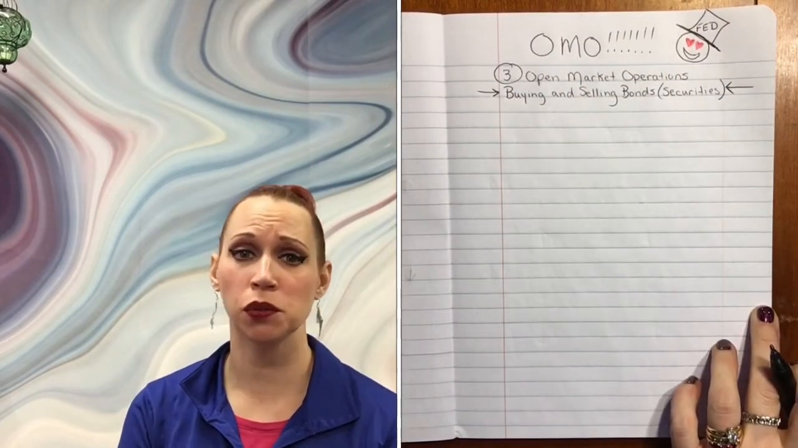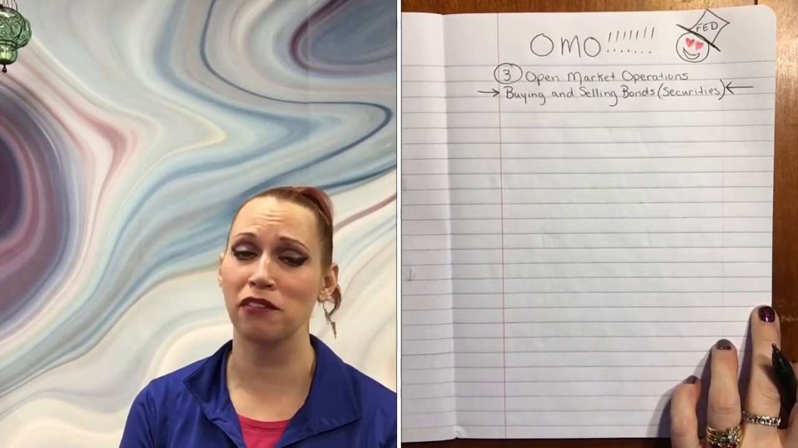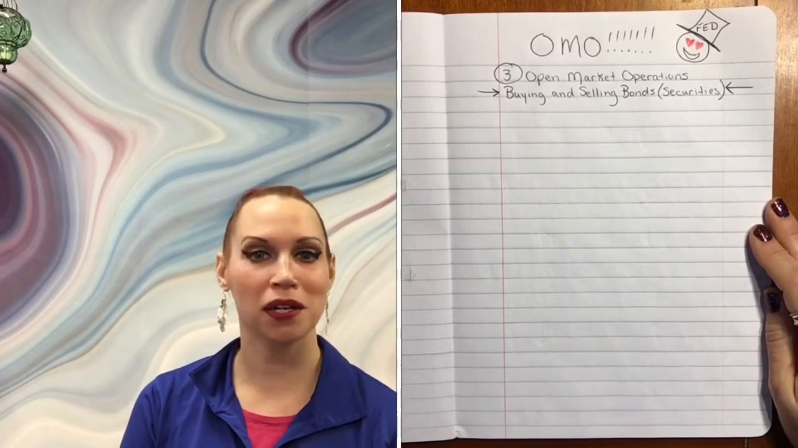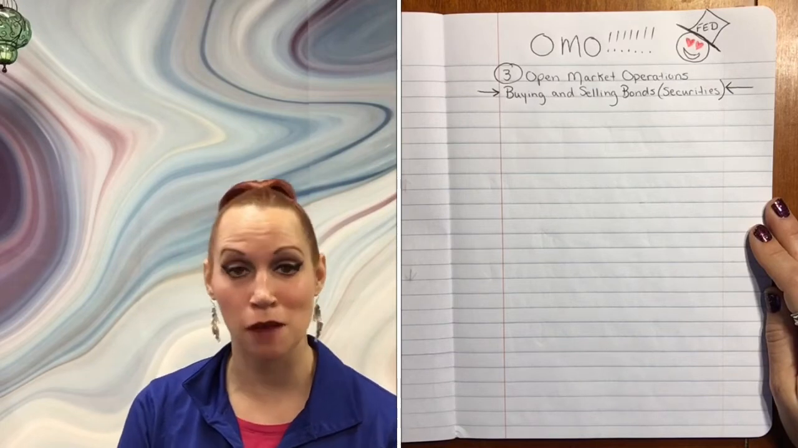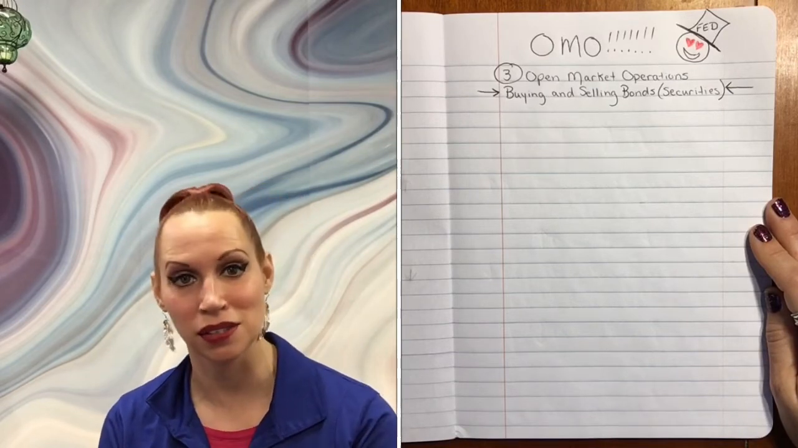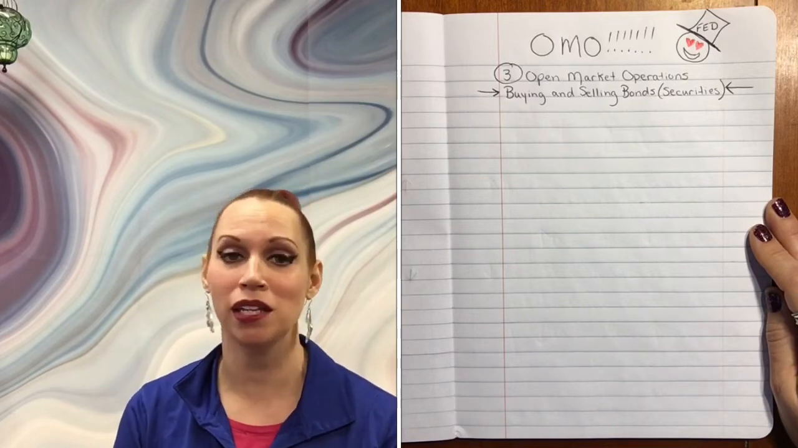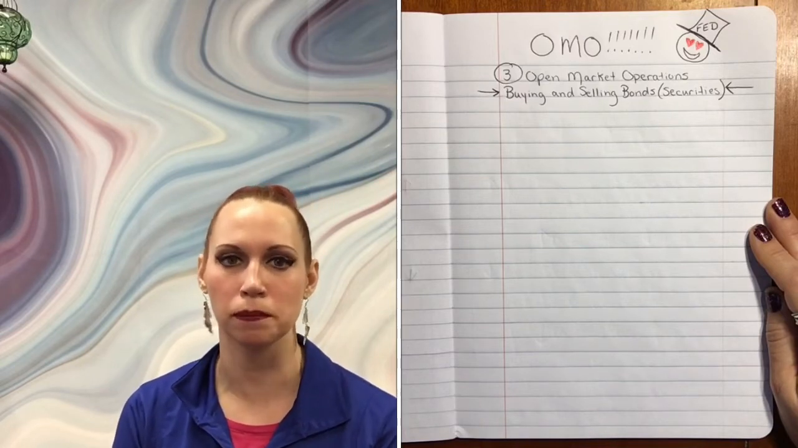Honestly, guys, the favorite tool in the Federal Reserve's toolbox by far is going to be OMO, or open market operations. Open market operations is just a fancy term for the buying and selling of government bonds, or U.S. Treasury bonds, or securities. They can go by any of those names, so just be familiar with them.